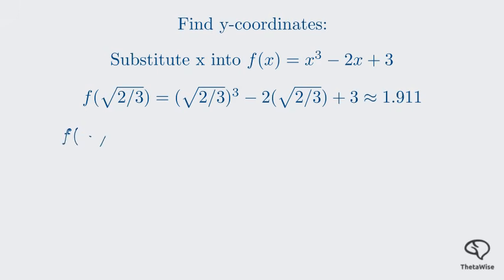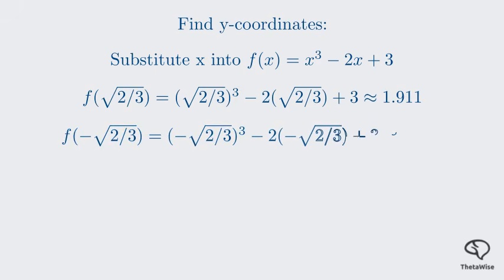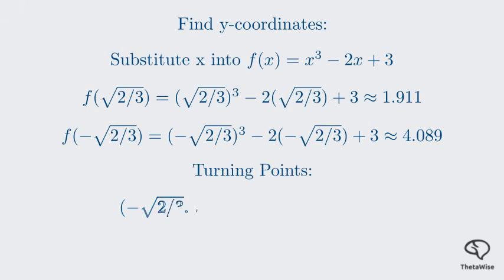Next, let's use the negative value, x equals negative the square root of 2 over 3. Substituting this into the function gives us negative the square root of 2 over 3, cubed, minus 2 times negative the square root of 2 over 3, plus 3. This simplifies to approximately 4.089. Therefore, the coordinates of our two turning points are negative the square root of 2 over 3 and 4.089, and positive the square root of 2 over 3 and 1.911. We've completed the first objective for this scene.